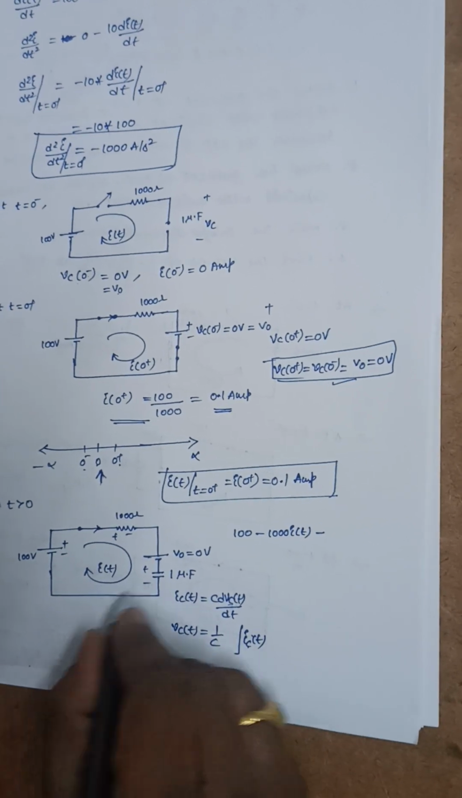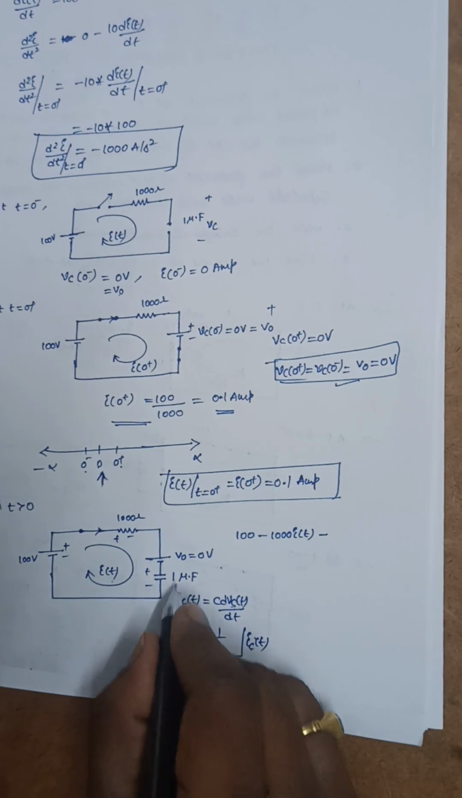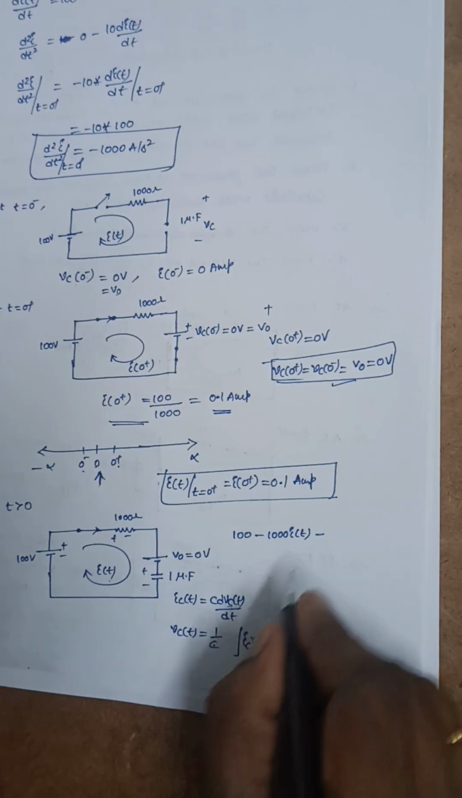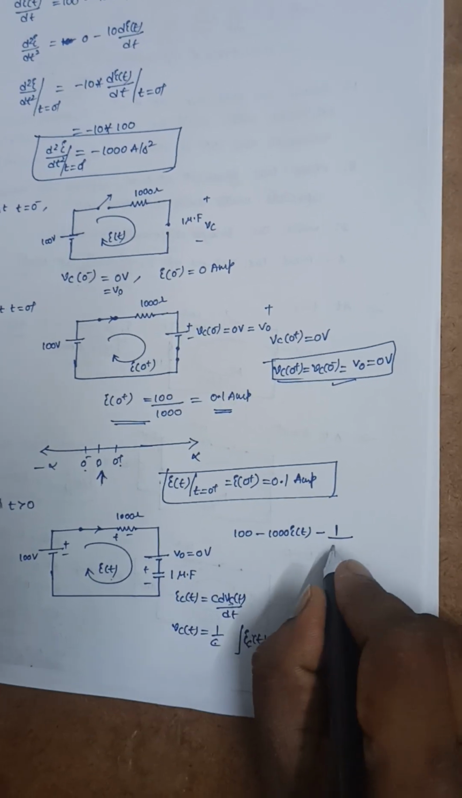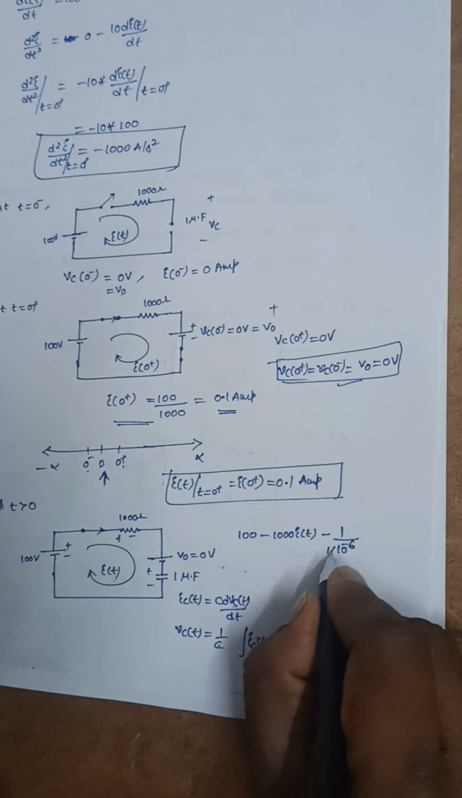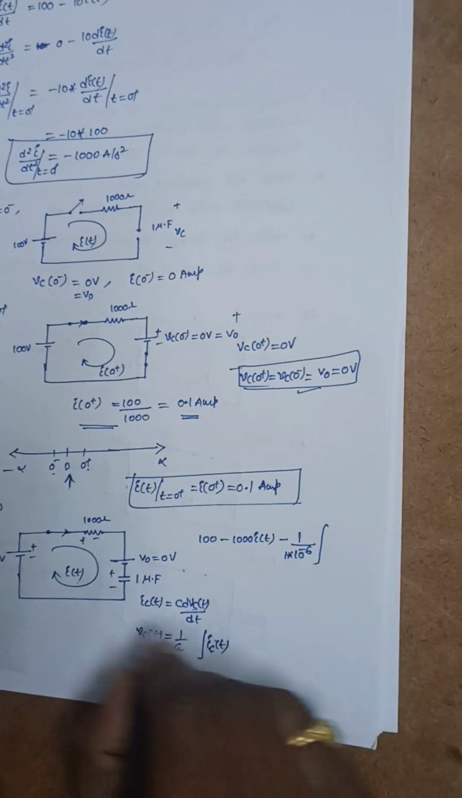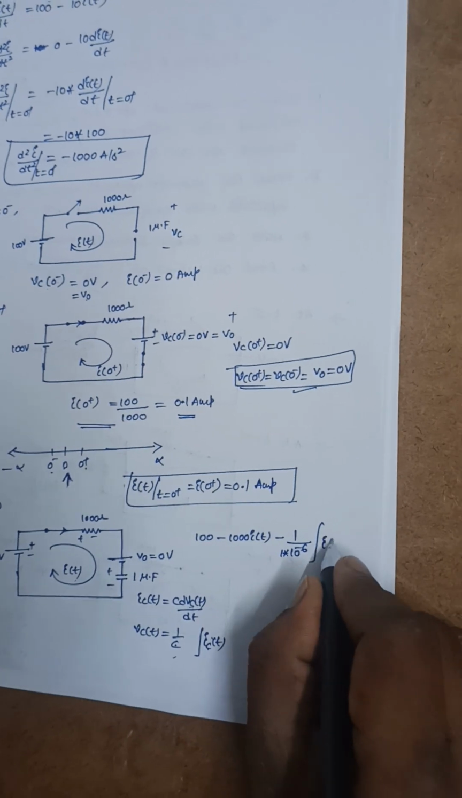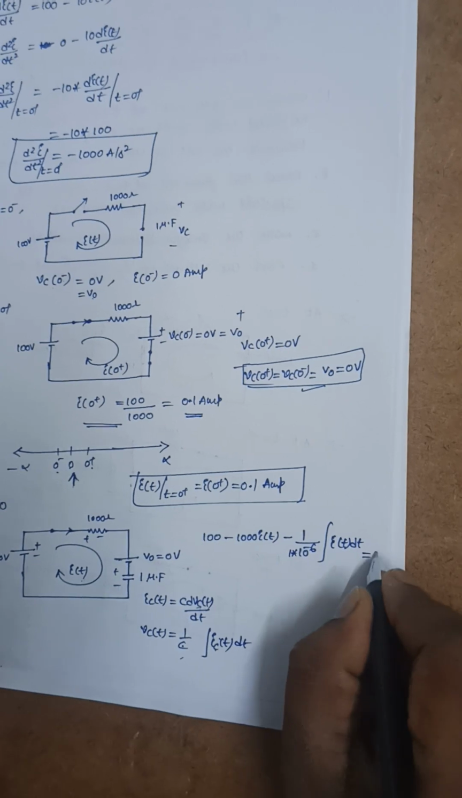Here IC of t, the current flowing through the capacitance, is I of t. The capacitance value is 1 microfarad. So the voltage across the capacitance here is 1 by C, where C is 10 power minus 6, that is 1 microfarad, so 1 into 10 power minus 6 times the integral of IC of t, which is I of t, dt, from 0.